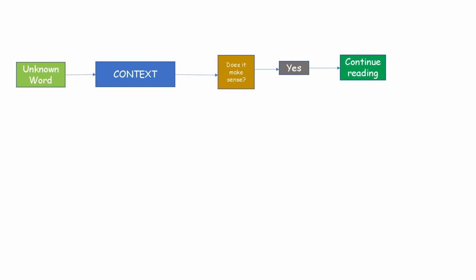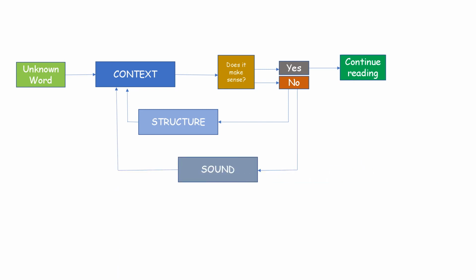But what if the answer here is no? Then they have to go to the next phase. Ask them to look at the parts of the word. Are there prefixes or roots that they know? Do the suffixes and inflections like the plural form or verb tenses help them? Then go back to the context again. Does it make sense? If it is still no, go to the next phase.